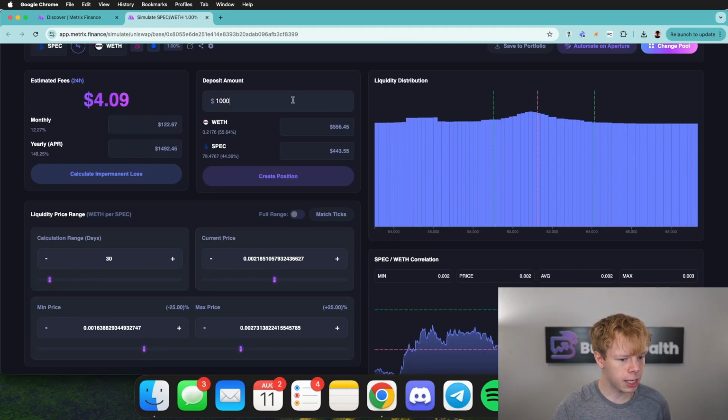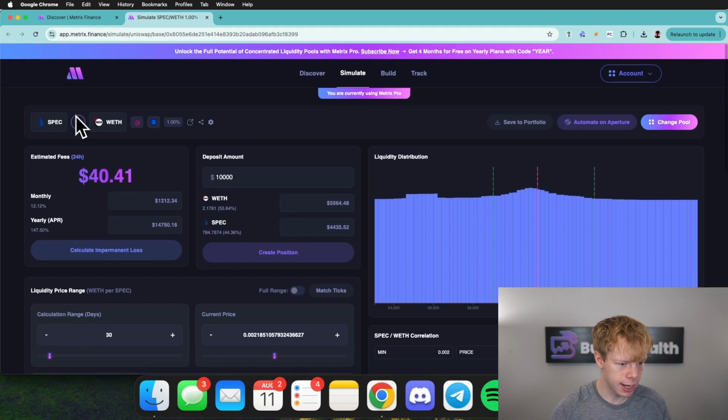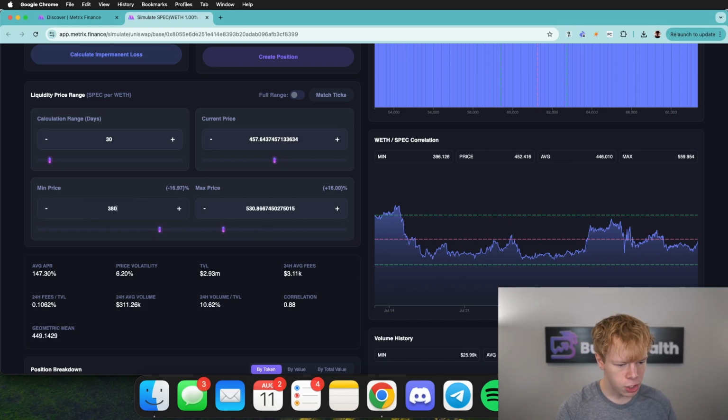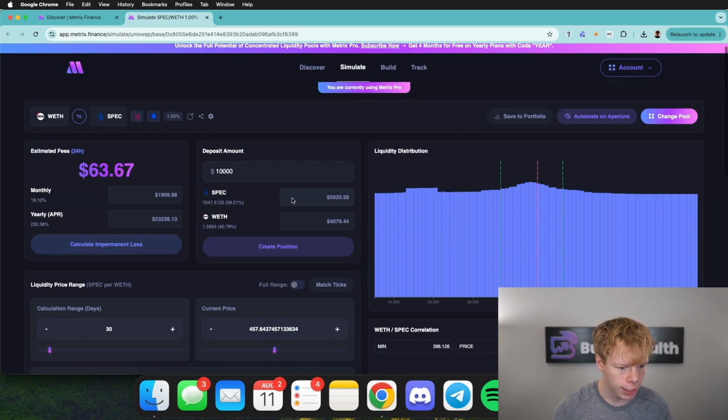With Ethereum to spec, I'm going to go ahead and do a $10,000 deposit yet again, and then I'm just going to go ahead and find the range and do something relatively tight, because remember, we can do automations on this, which will help bolster our overall return. A range like 380 on the bottom, and then roughly 520 on the top will allocate a little bit more money to spec. Let's save that to our portfolio.